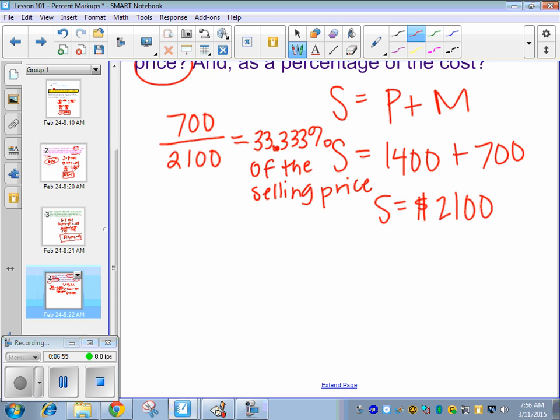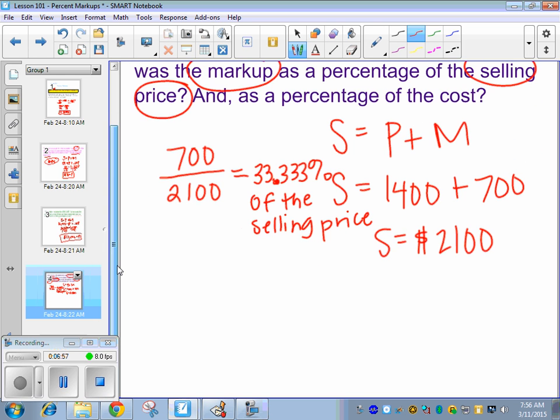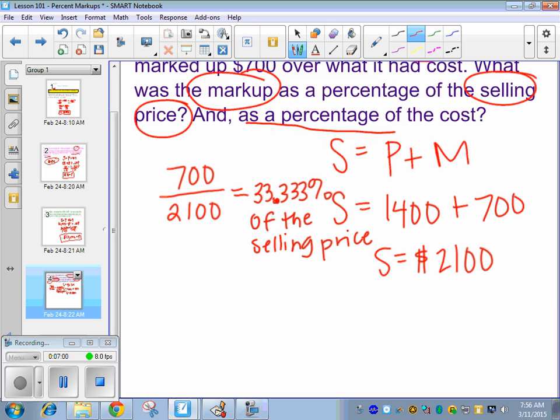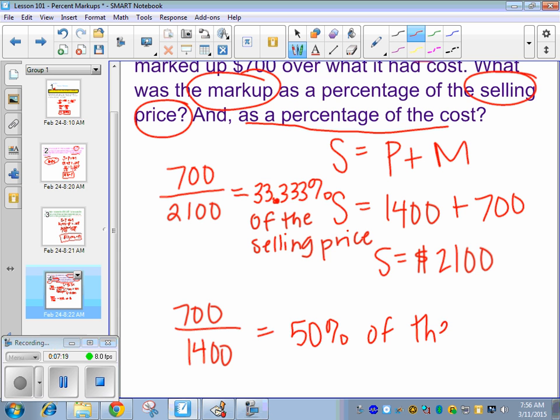Okay. And then the second question says, and as a percentage of cost. So we're talking about the same thing. What's the markup now as a percentage of cost? So the markup was $700, and the cost this time was $1,400. So it's 50%. The markup is 50% of the cost. So when it asks for that percent, we're just writing a fraction and making it a percentage.